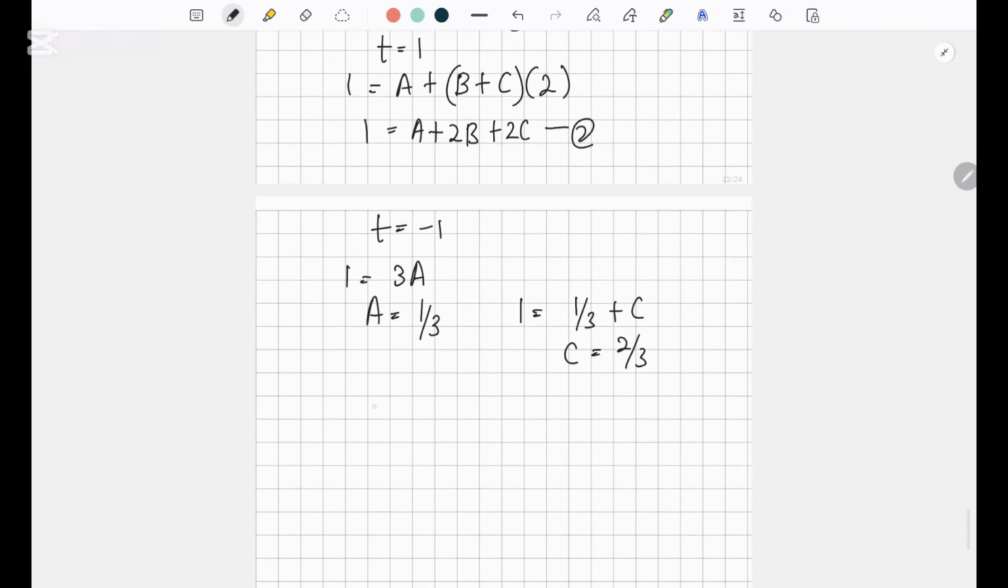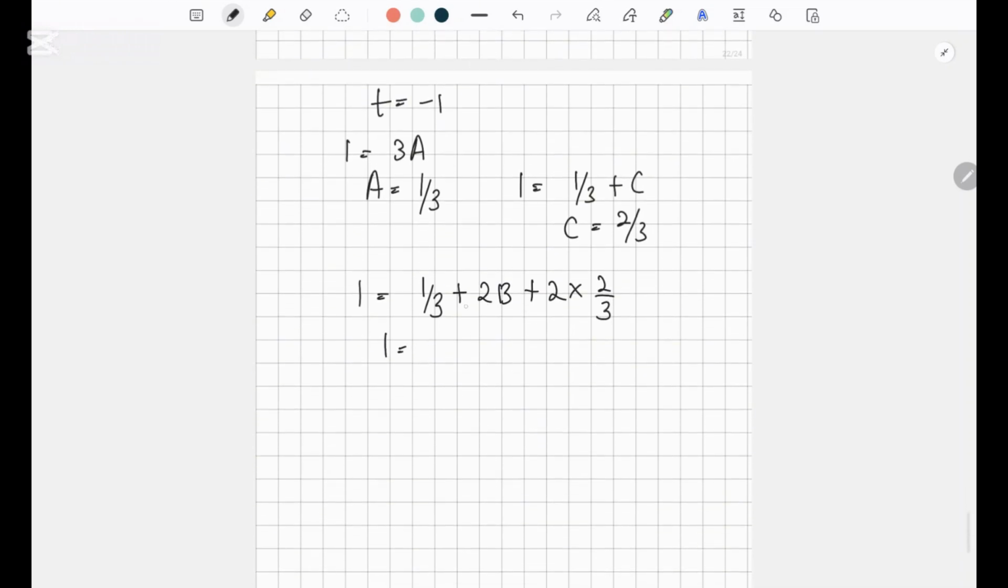And then what would B be? So 1 equals to 1 over 3 plus 2B plus 2 into 2 over 3. So 1 equals to 1 over 3 plus 4 over 3 is 5 over 3 plus 2B. So when 5 over 3 goes on to the other side, you'll have negative 2 over 3 equals to 2B. B equals to negative 1 over 3.